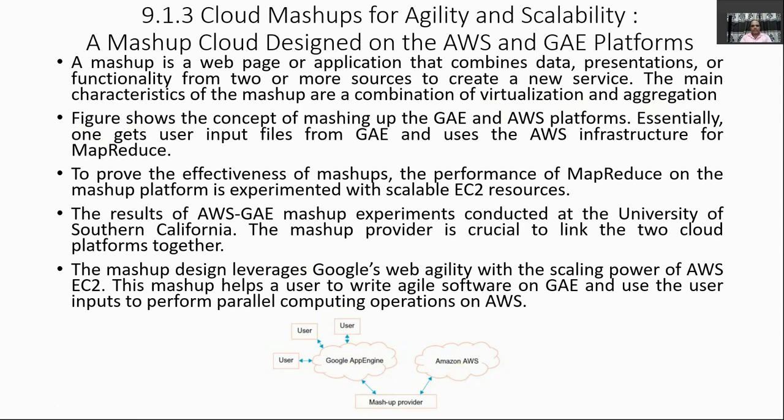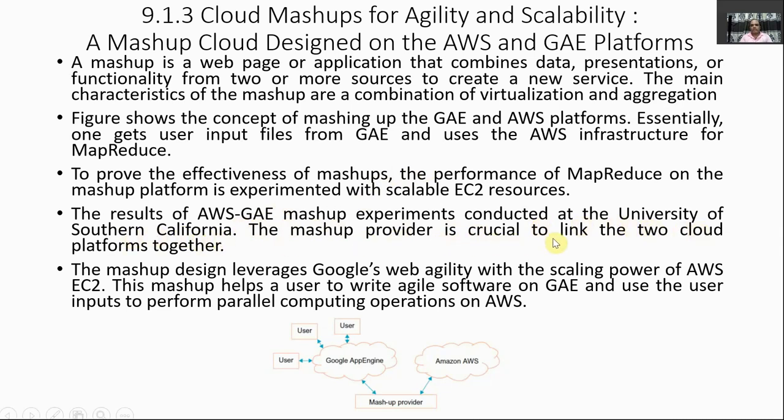Essentially, one gets user input files from GAE and uses AWS infrastructure for MapReduce. To prove the effectiveness of mashups, the performance of MapReduce on the mashup platform is experimented with scalable EC2 resources. These are the results of AWS GAE mashup experiments conducted at the University of Southern California.